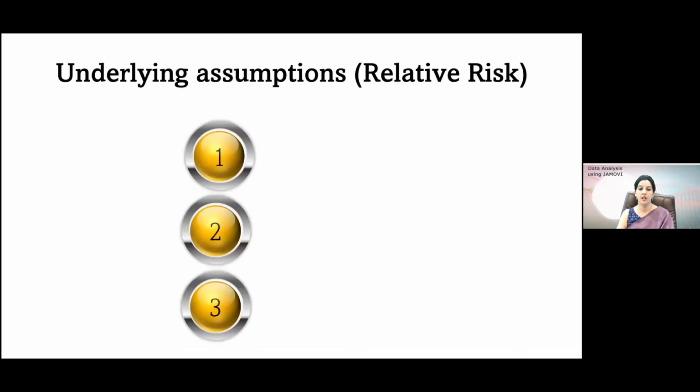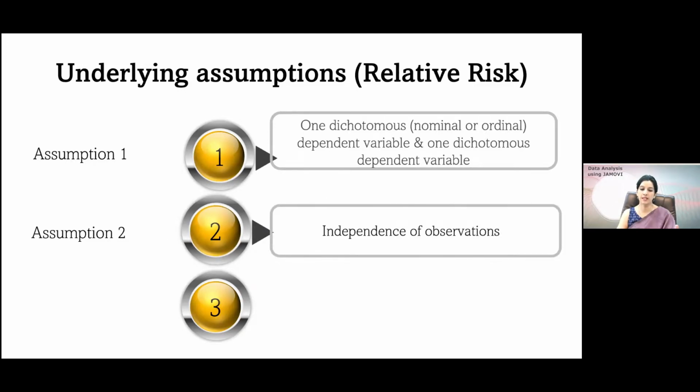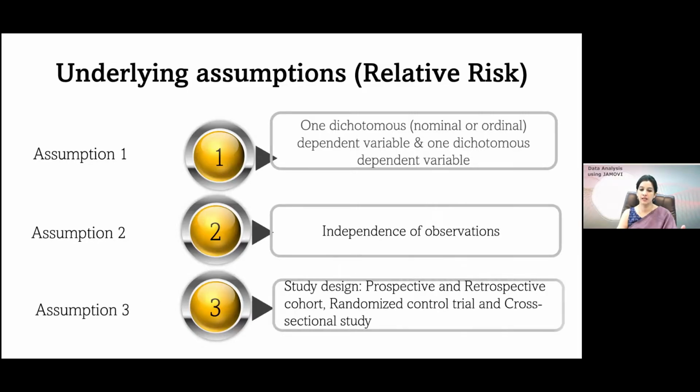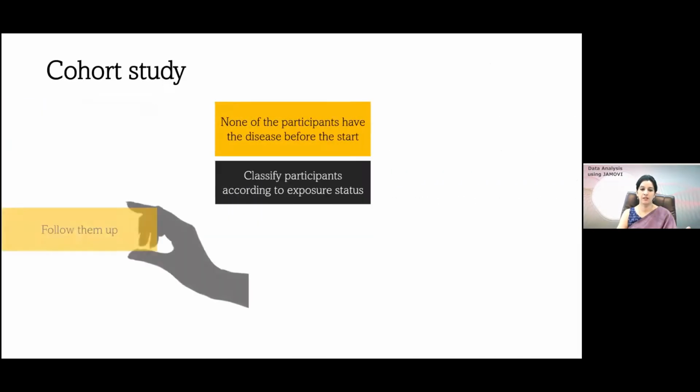And if it is less than 1, the participants in the exposed group have a reduced risk of developing the disease. Now, what are the underlying assumptions for this relative risk? The first assumption is that there should be one dichotomous independent variable, which could be nominal or ordinal, and one dichotomous dependent variable. The second assumption is independence of observation. And the third assumption is the study design. We have talked about the study design, and I have discussed all these cohort studies, so I'm just skipping.